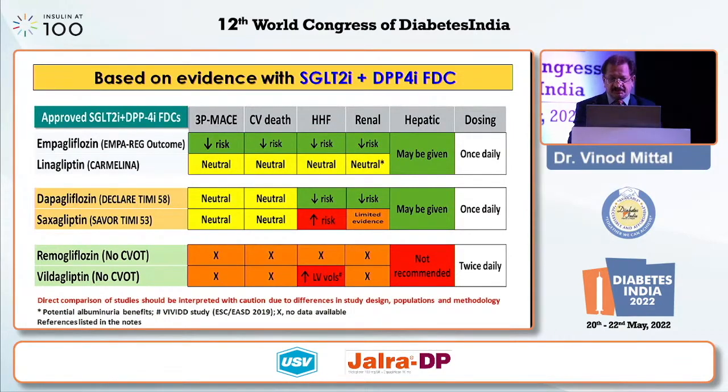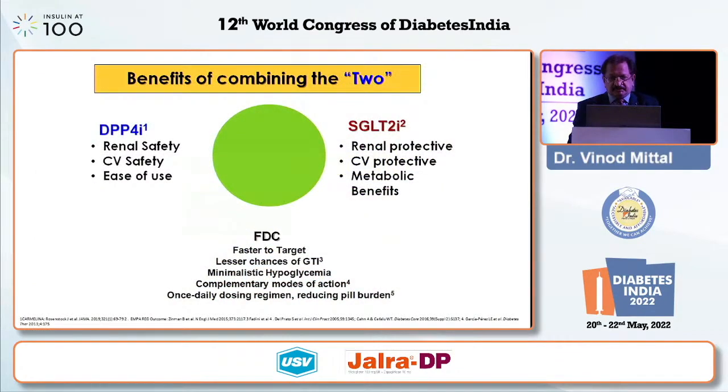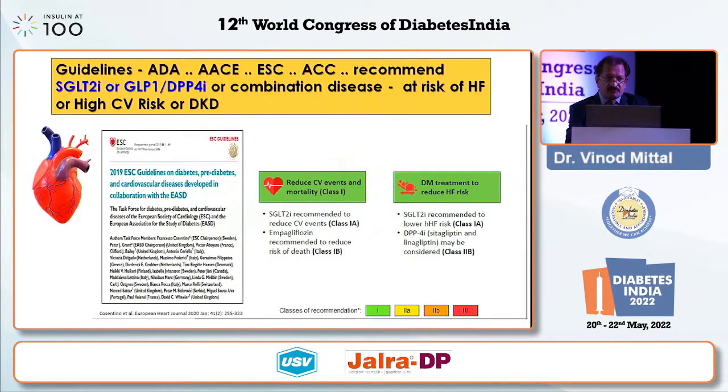So that's an important point, we should not compromise on quality. The overall benefits of combining these two are, first, renal safety: DPP4 inhibitors reduce albuminuria. Then cardiovascular safety, ease of use, very few side effects. SGLT2 inhibitors are cardio-renoprotective and metabolic: reduction in systolic blood pressure, reduction in weight, and of that, 70% of the weight loss is fat, and then decreased uric acid. So these are important additional pleiotropic effects which sometimes become important.